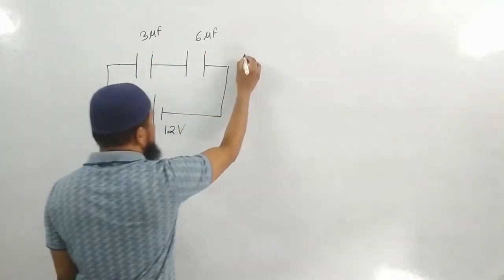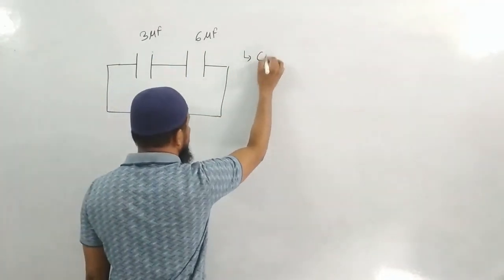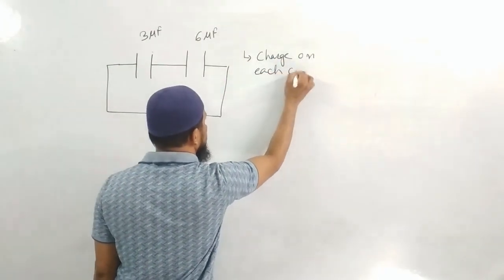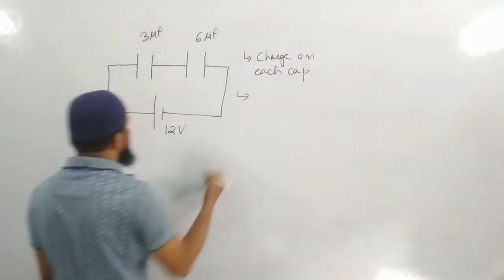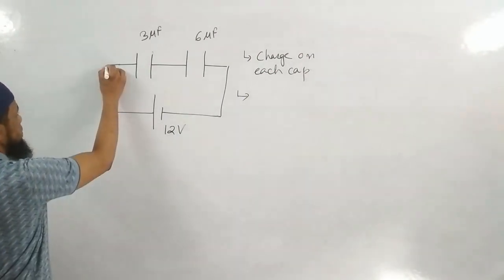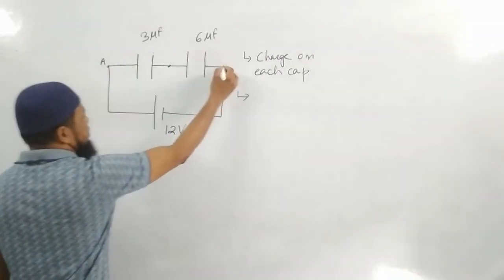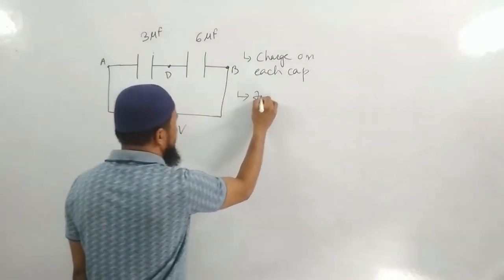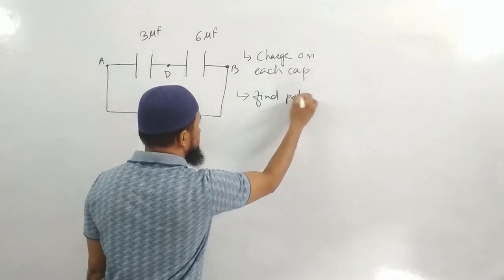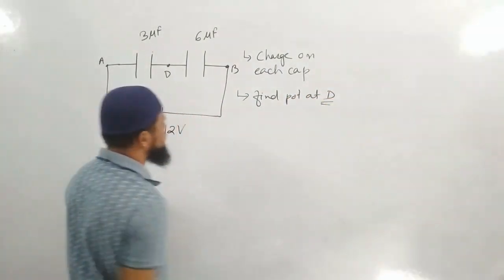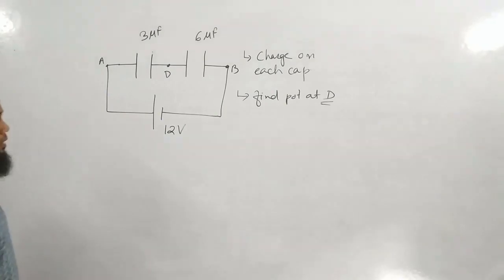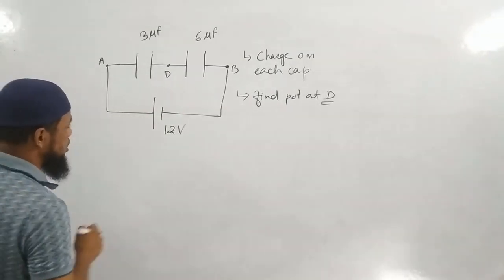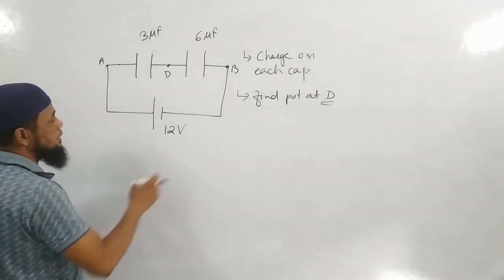Here we have to solve the first point: the charge on each capacitor. Number 2: for example, this point is A, this point is B, this point is D. Find the potential at D. We have done this problem earlier, I'm just repeating it. So how to solve it? We can solve it very easily.